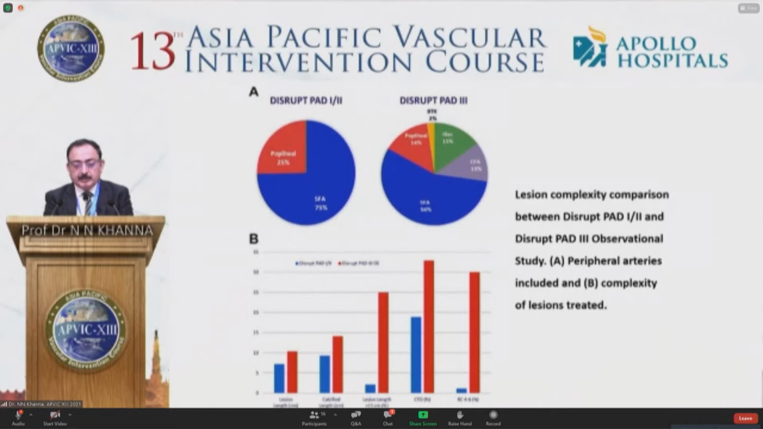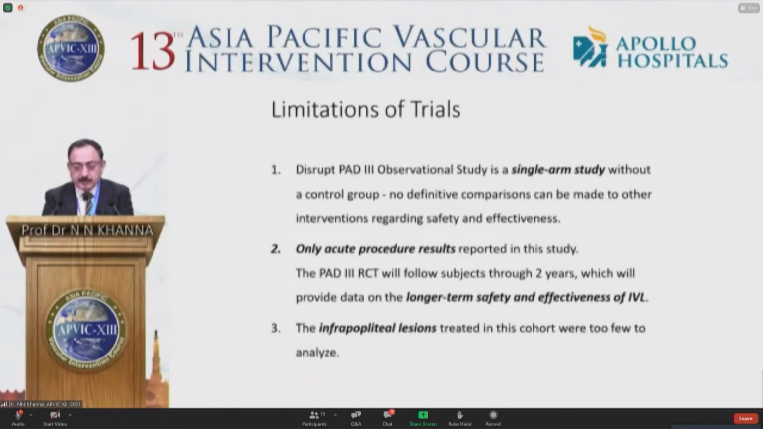Now, if you look at the Disrupt PAD 1 and 2 and Disrupt PAD 3 studies, what we see here is that in Disrupt PAD 1, the majority, 3/4, were SFA lesions and 25% were popliteal lesions. While in Disrupt PAD 3, we also included iliac lesions and common femoral artery lesions. And you see here, varying complexity of lesions were used, long lengths, heavy calcification was enrolled in these studies, but there was some limitation of the trials.